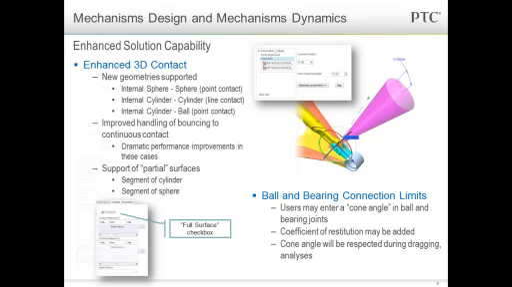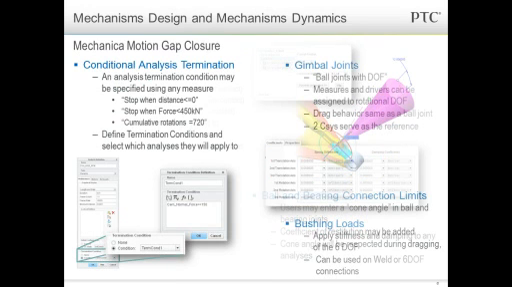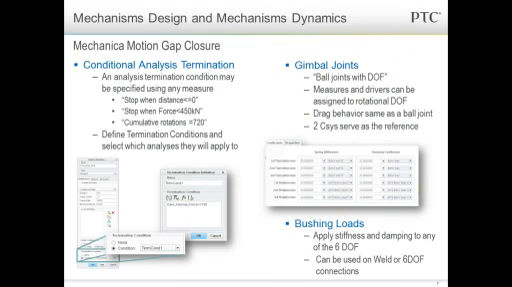Another good thing is the conditional termination of analysis. You can say, hey, I create a measure. Let's say a distance between point A and point B is 10. I want you to stop when the distance is 1, or when the force goes below 500 newtons, stop it. So you can have these conditions to terminate your analysis, which is again very good.